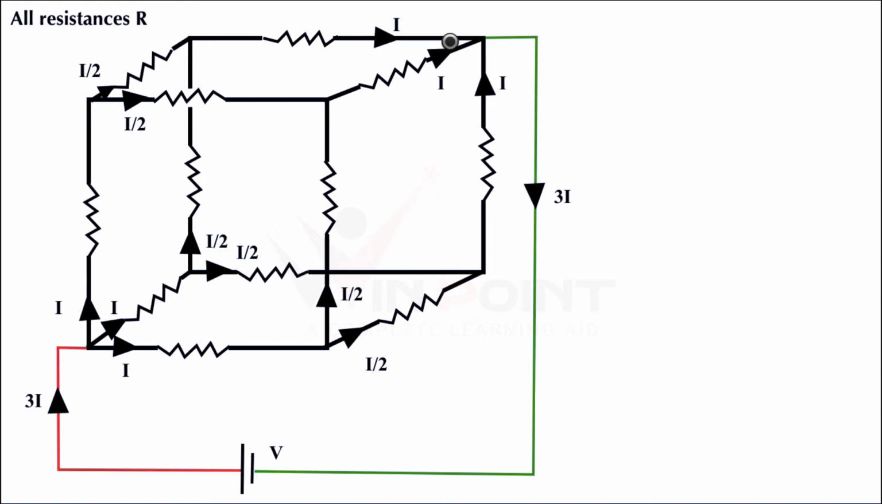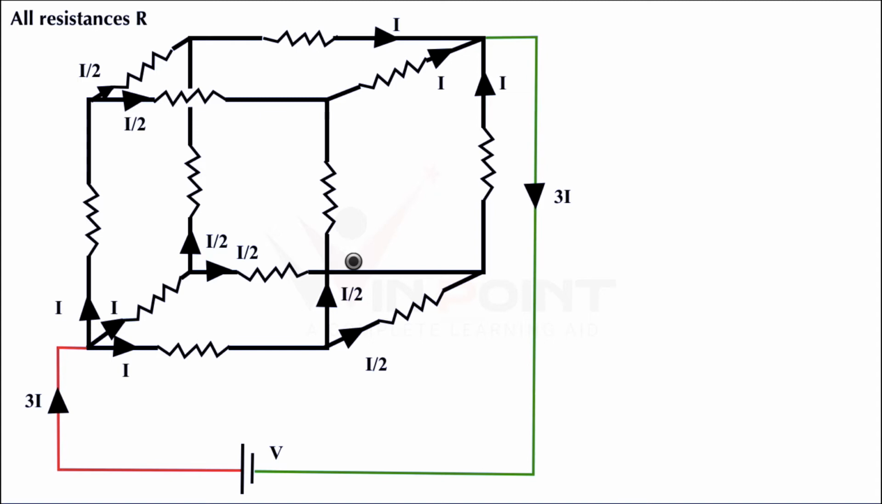Just observe this one. Which currents are coming here? I by 2 is coming in this direction. Here also I by 2 is coming. I by 2 plus I by 2 is I. Here also I by 2 is coming, and from here also I by 2 is coming. Then it will be I by 2 plus I by 2, I. So all the values match, right?